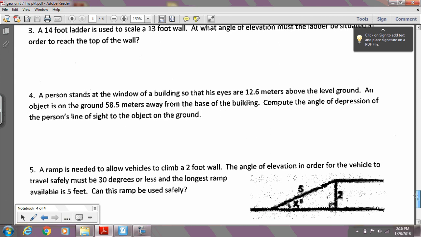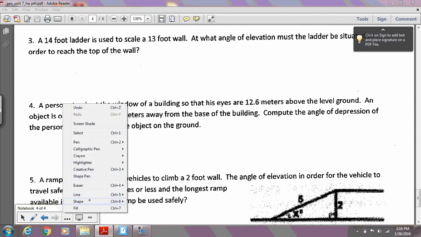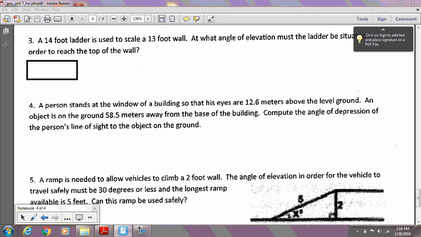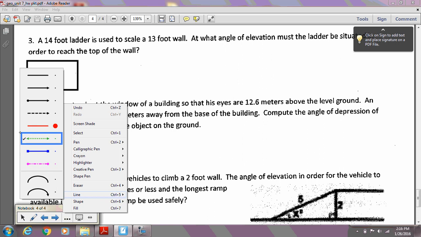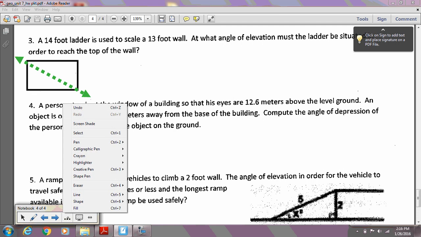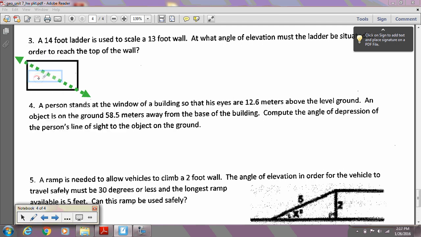Number 3 is next. I'm going to start it off again the same way. Draw my rectangle. And its diagonal, to get my two right triangles. And now let's read the directions so we can label accordingly.